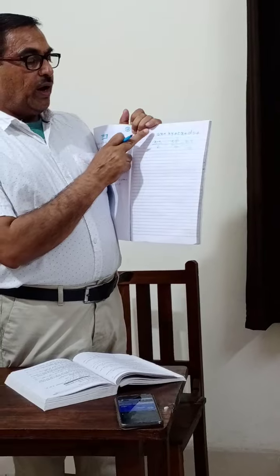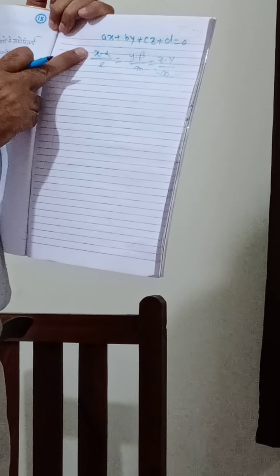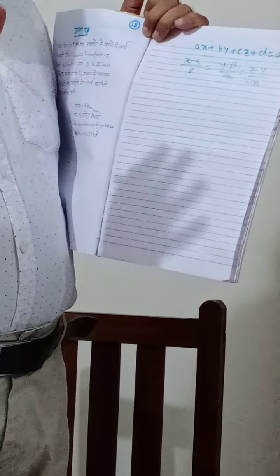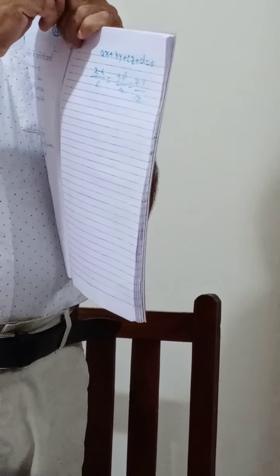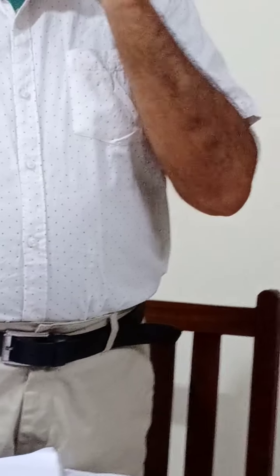See here, this is the given equation of plane and this is the straight line, and we have to find out the point of intersection of this straight line and this plane. How will we find it? The equation of the straight line is (x - α)/l = (y - β)/m = (z - γ)/n. Suppose it is equal to r.